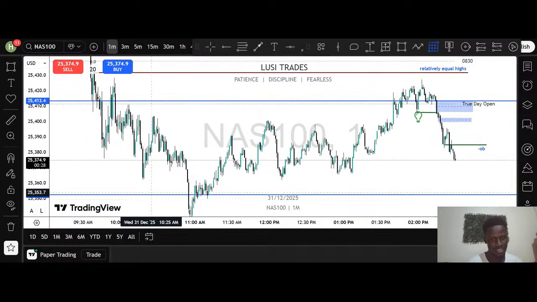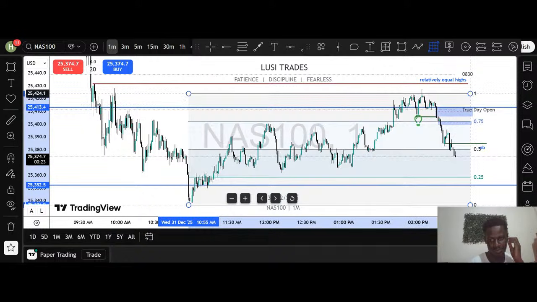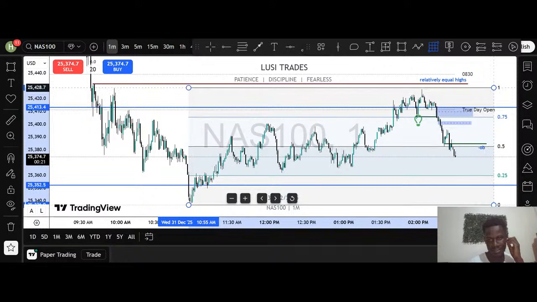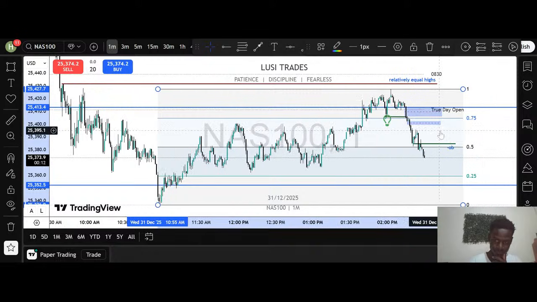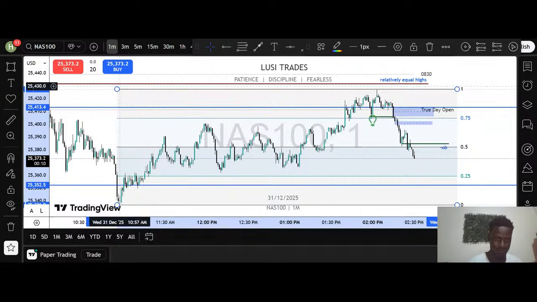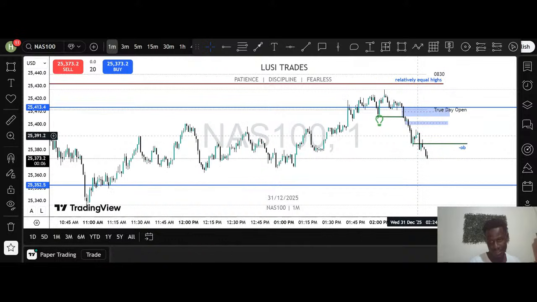So trading is much of anticipation. You only anticipate for this to happen and this not to happen. So right now we are trading into the discount price level. Okay. So you guys can see that.